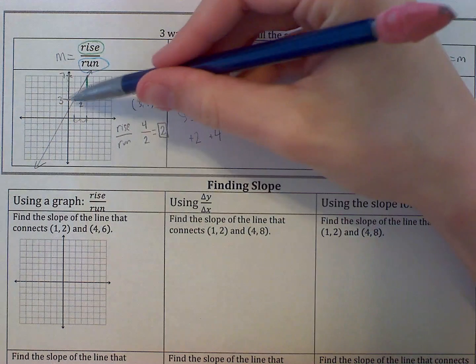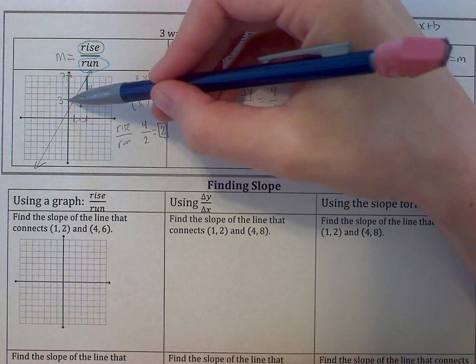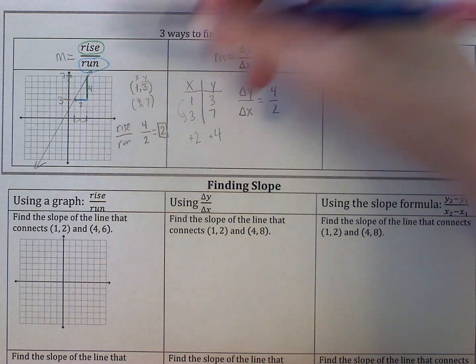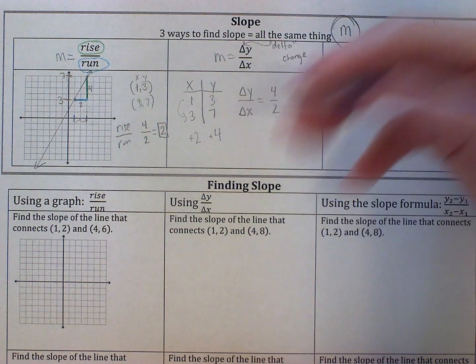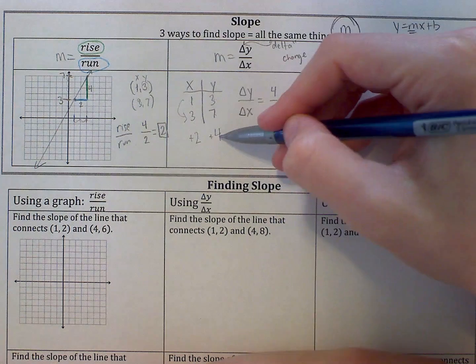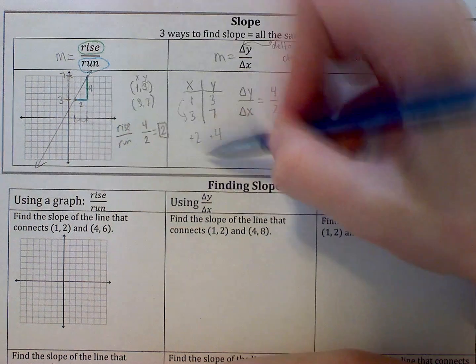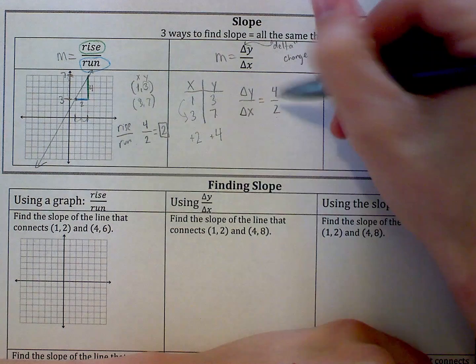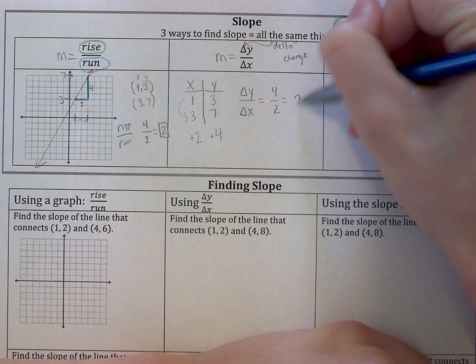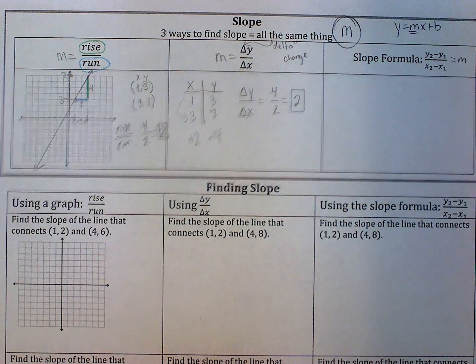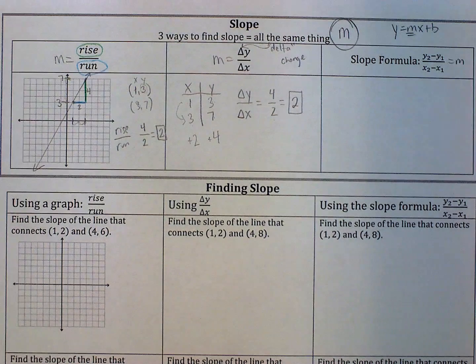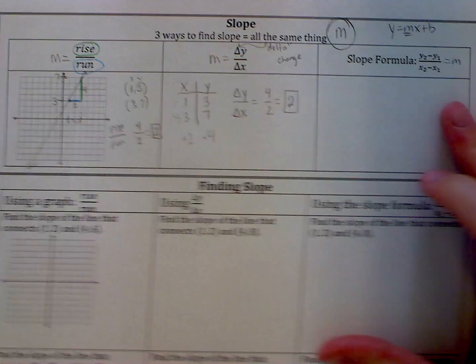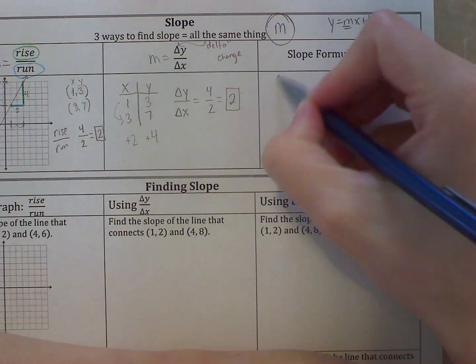Well, what do I have to do to get from 3 to 7? Here I have to go up 4, that's my rise, and to get from 3 to 7 in numbers, I have to add 4. But that's the same thing, me going up 4 and me adding 4. This is just different ways of representing it. So again, 4 divided by 2 is 2. So still, the slope, if I use those same 2 points, is still 2. Now, the slope formula.